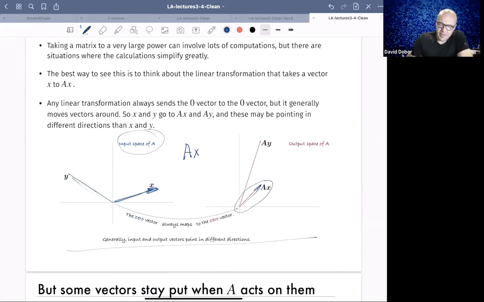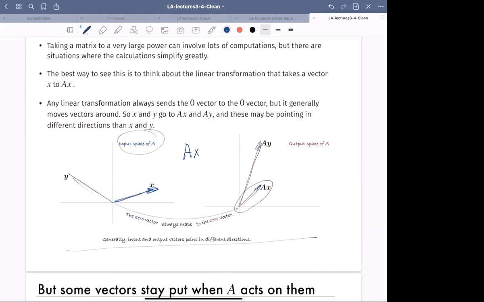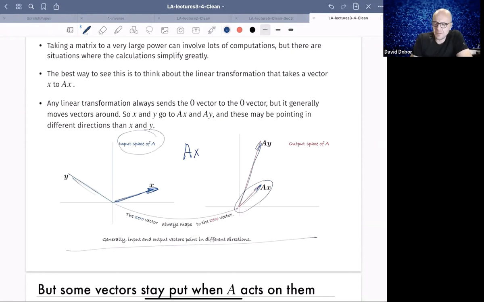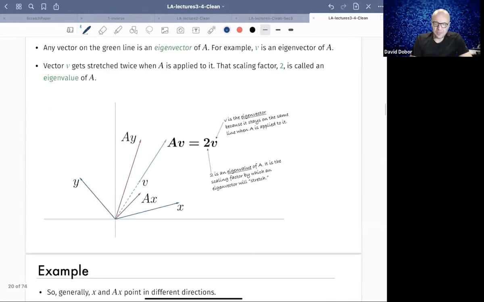Y pointed that way. When you applied A to Y, it's some two-dimensional vector, again, that lives in a two-dimensional plane. The input space is a plane. The output space is a plane. Those guys point in separate directions. You can take those two spaces and put them on the same plane, have the axes coincide. So here was my original X. When I applied A to it, AX is what I ended up with. It points in a separate direction.